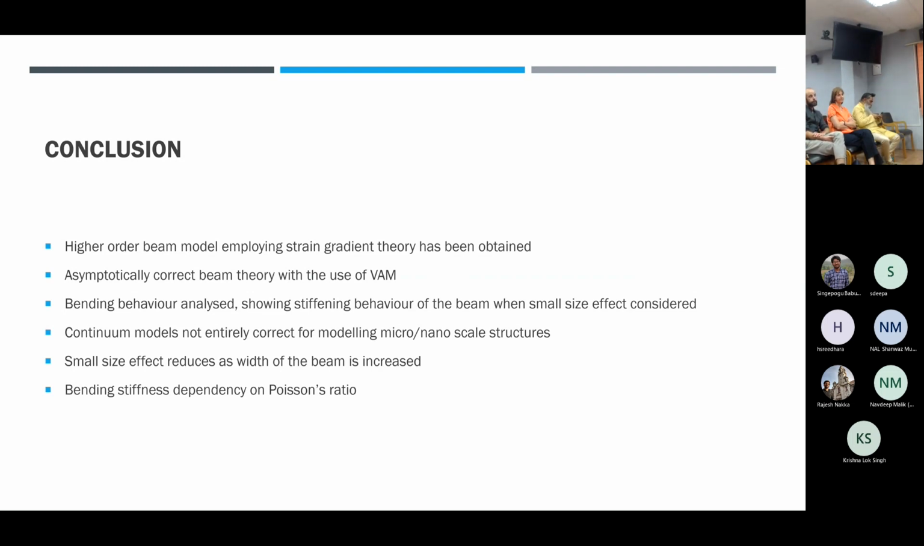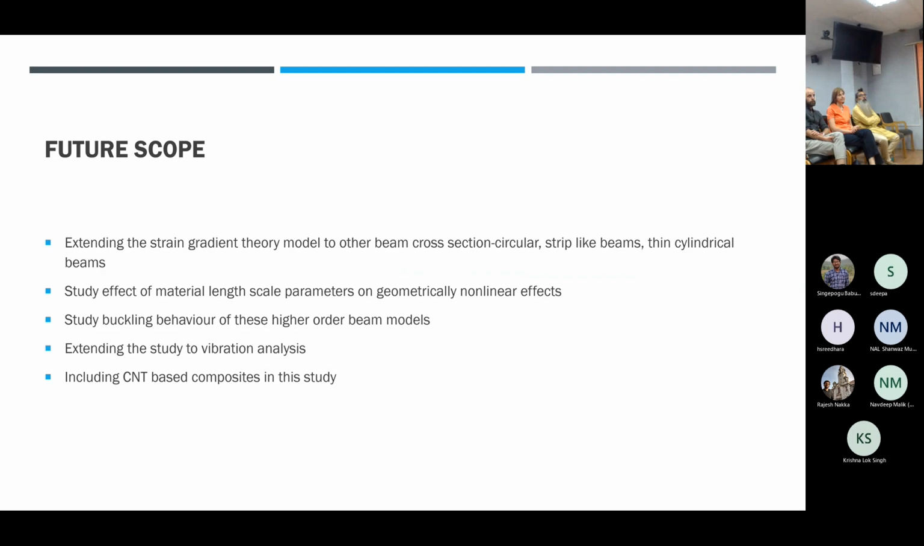It shows that continuum models are not entirely correct for modeling micro or nanoscale structures. As we reduce the width of the beam, that means as we reduce the length scale involved, these effects become more important; as we go to higher length scales, these effects do not have that much importance. And the bending stiffness dependency on Poisson's ratio is also observed.